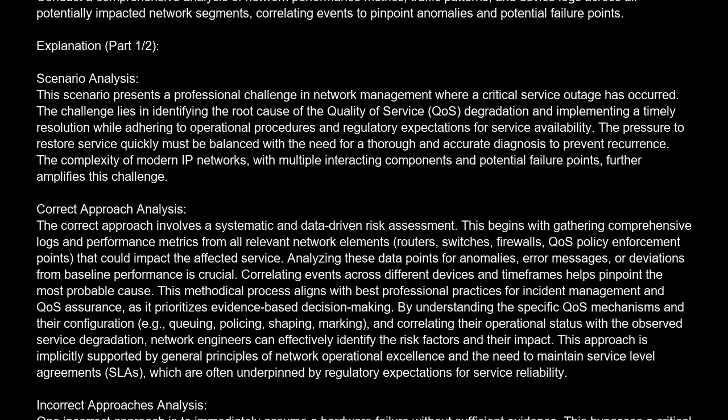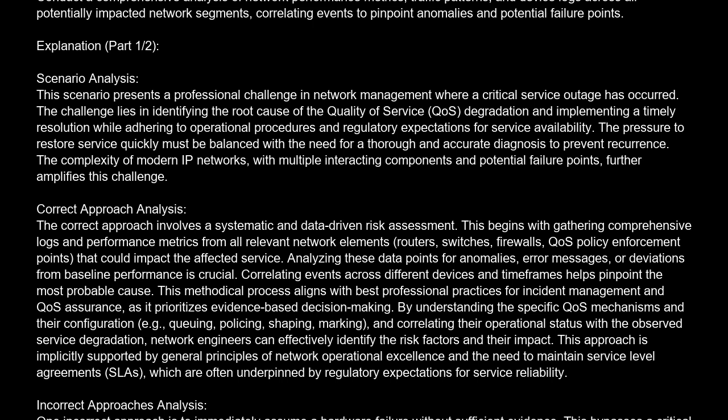The pressure to restore service quickly must be balanced with the need for a thorough and accurate diagnosis to prevent recurrence. The complexity of modern IP networks, with multiple interacting components and potential failure points, further amplifies this challenge. Correct approach analysis. The correct approach involves a systematic and data-driven risk assessment. This begins with gathering comprehensive logs and performance metrics from all relevant network elements, routers, switches, firewalls, CoS policy enforcement points, that could impact the affected service.